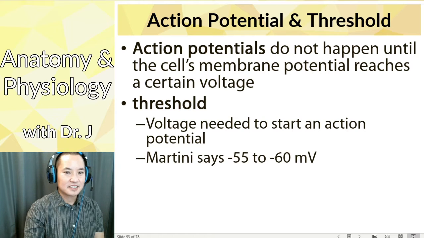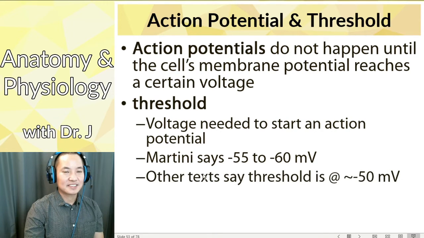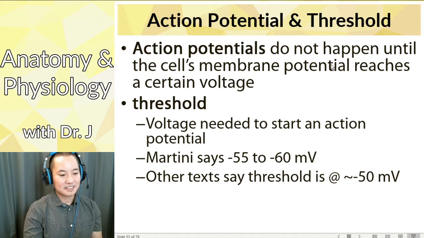So Martini says negative 55 to negative 60, depending on if you're looking at the text or at the figures, and OpenStax says negative 55. There are other texts and figures that say negative 50. Just know it's between negative 50 and negative 60.